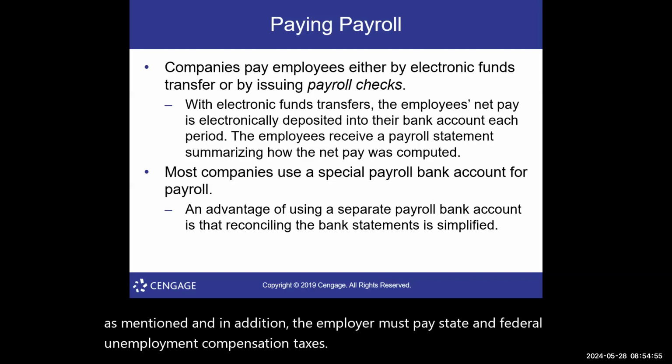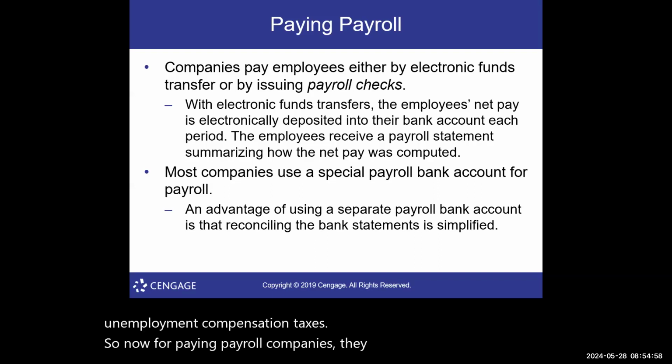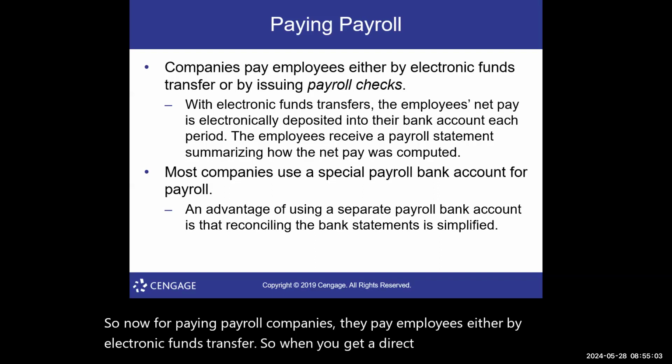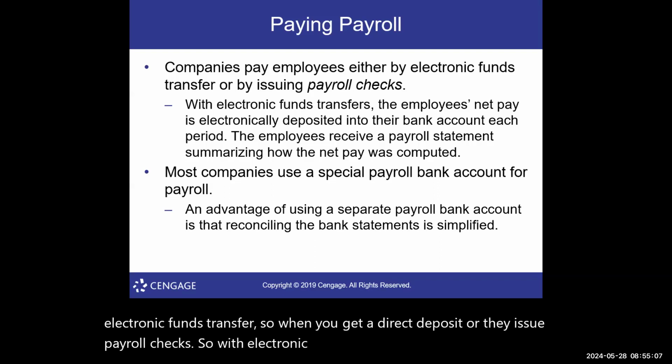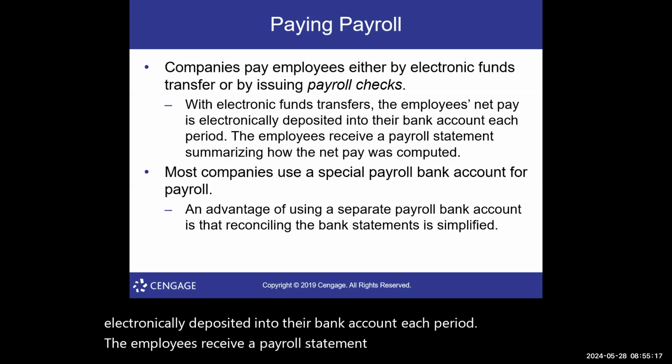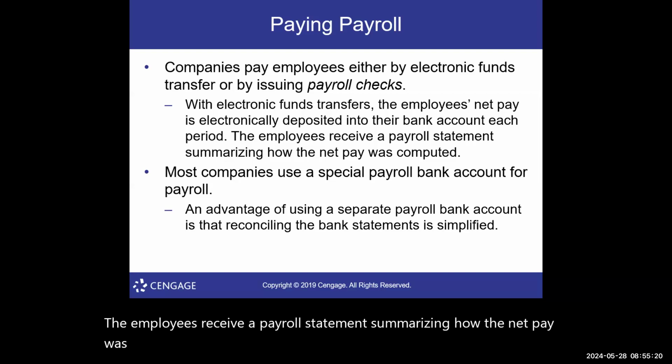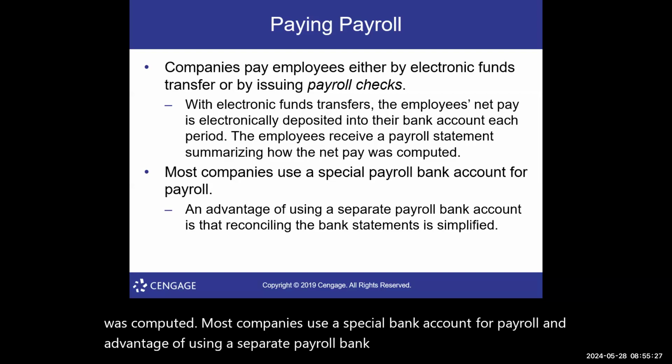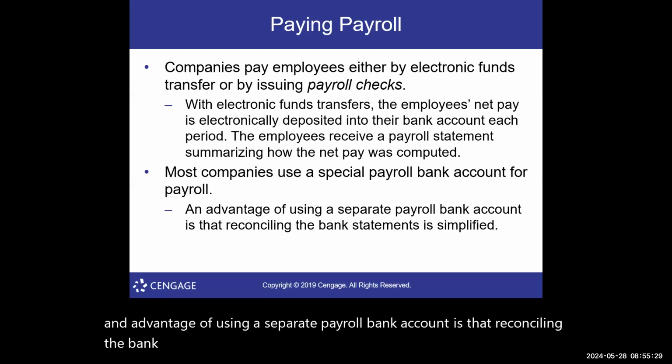So now for paying payroll, companies pay employees either by electronic funds transfer, so when you get a direct deposit, or they issue payroll checks. With electronic funds transfers, the employee's net pay is electronically deposited into their bank account each period. The employees receive a payroll statement summarizing how the net pay was computed. Most companies use a special bank account for payroll. An advantage of using a separate payroll bank account is that reconciling the bank statements is simplified.